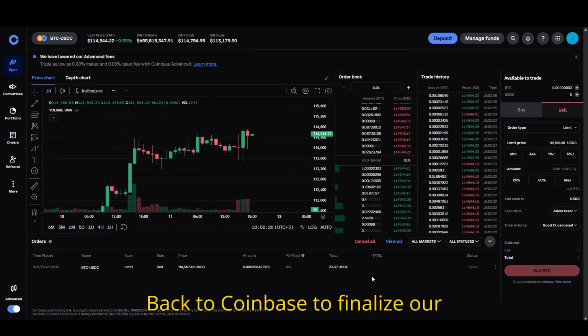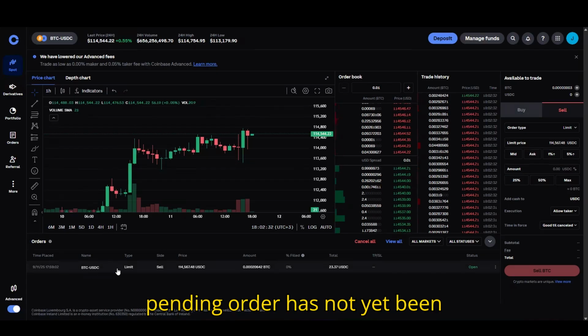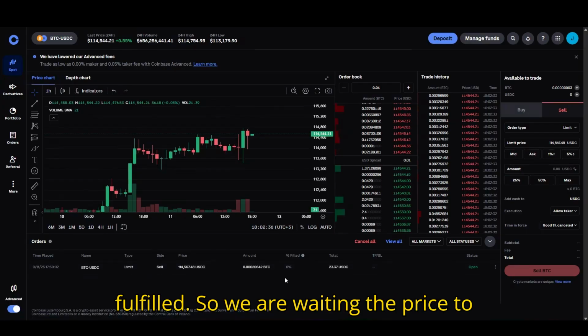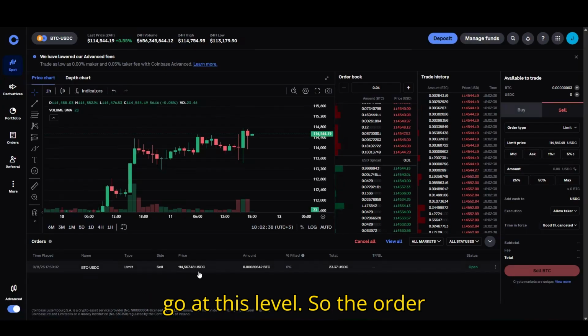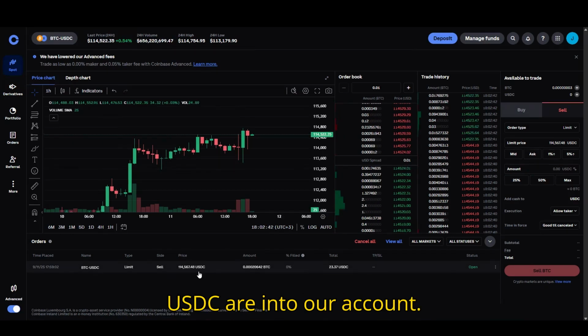Back to Coinbase to finalize our tutorial for today. We see that our pending order has not yet been fulfilled. So we are waiting for the price to go to this level. So the order is finalized and the USDC are in our account.